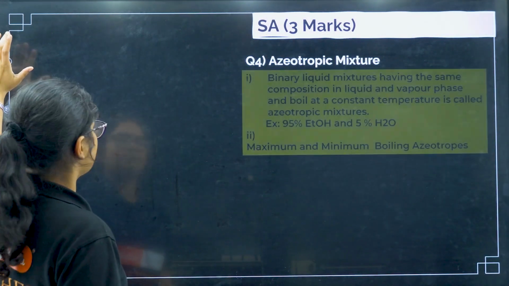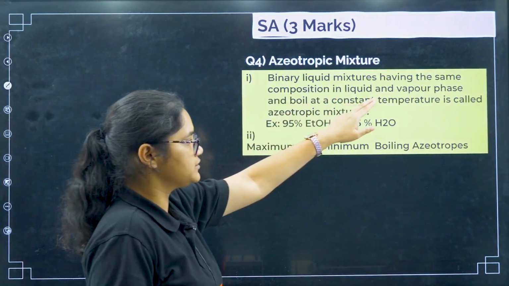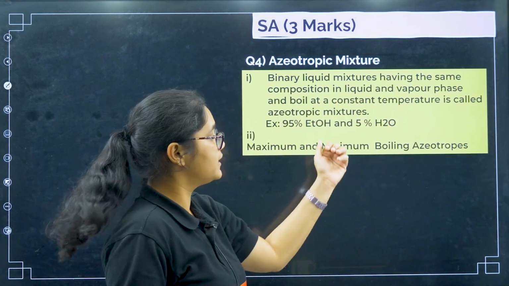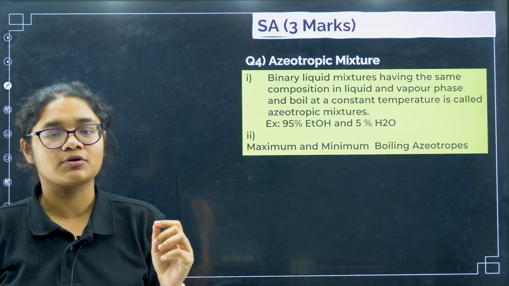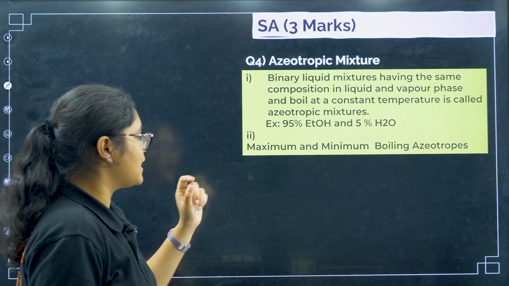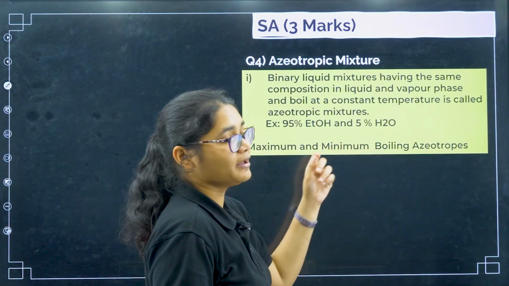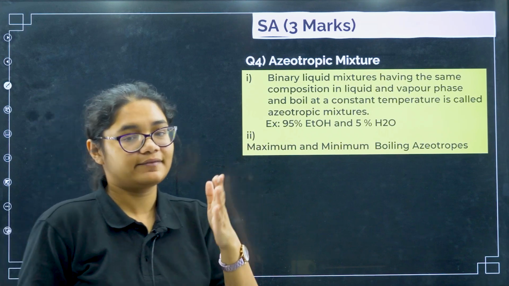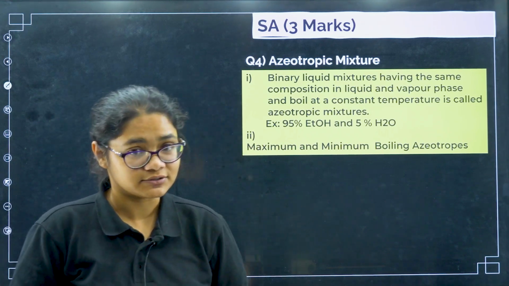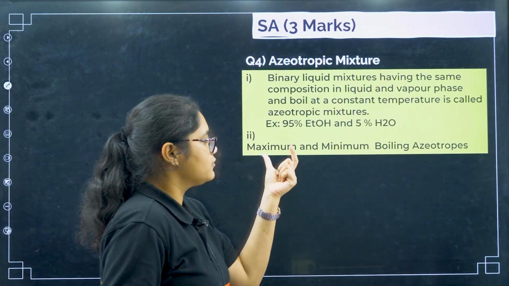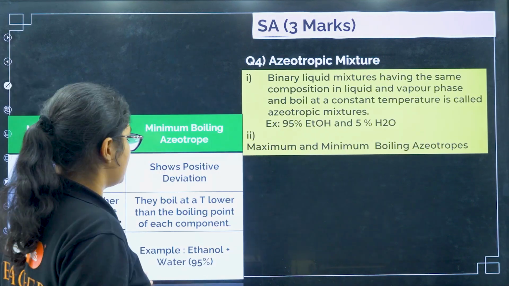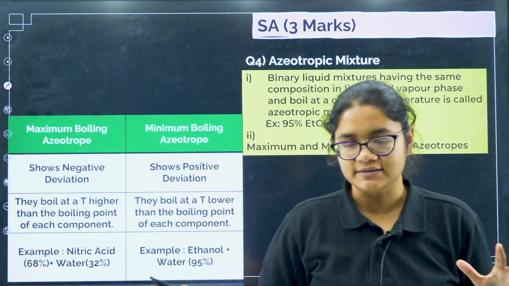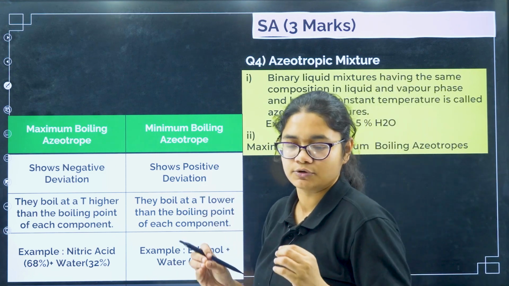Next, going to azeotropic mixture. So binary liquid mixtures having the same composition in the liquid and in the vapor phase and boiling at a constant temperature are called azeotropic mixtures. Example, you have 95% ethanol and 5% water; 68% and 32% nitric acid solution is also an example. And then you have to write the types of azeotropic mixture, that is maximum and minimum boiling, and their difference is given here. So please practice this one, maximum and minimum boiling azeotropes difference.